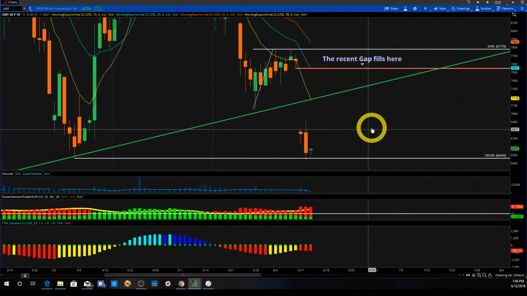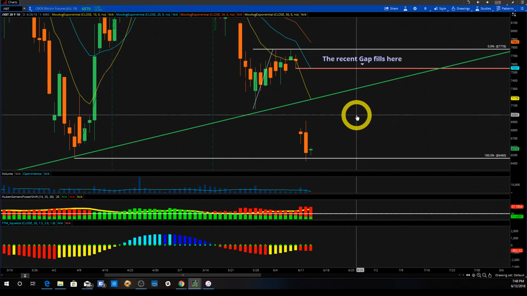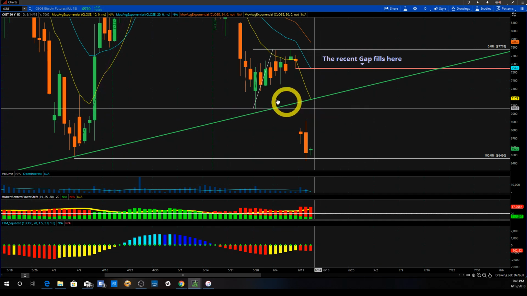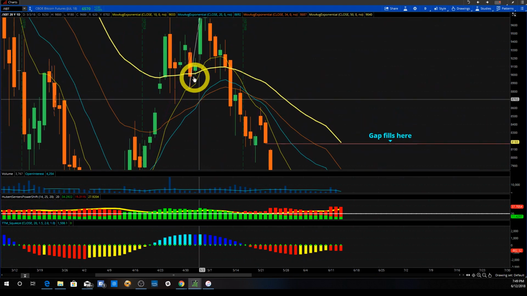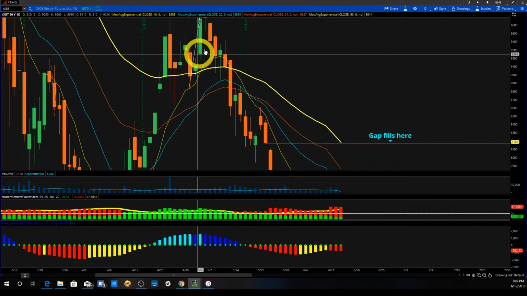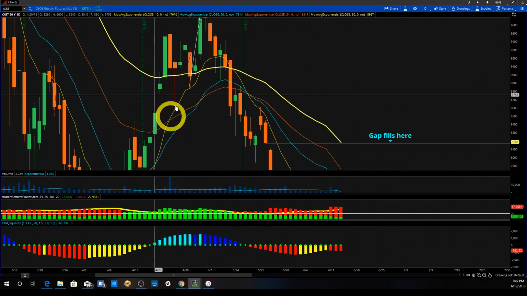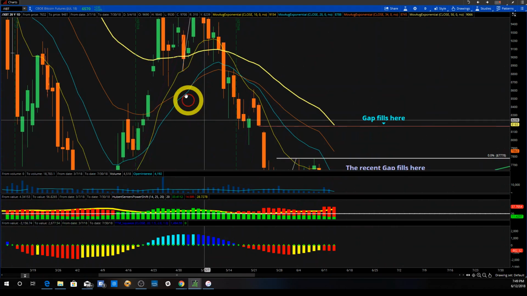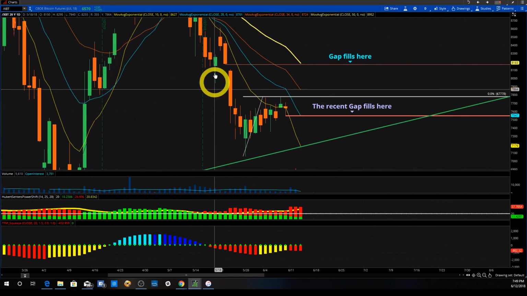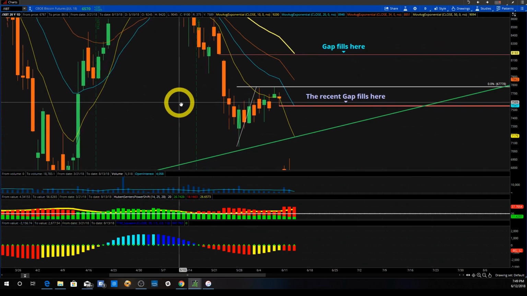So the question is, people always ask, when will it fill? Well, nobody knows for certain. Okay, this could go on like back in here. This traded for, what is that, probably a week, maybe 2 weeks before it ever came back and finally filled the gap. Okay? So we could go on for a week. It could fill immediately, or it could fill within the next year. There's no timetable on when gaps fill.